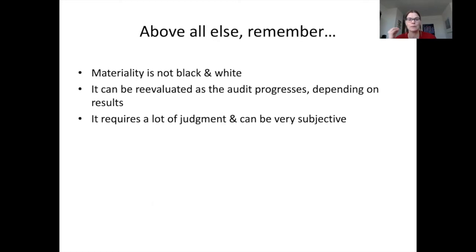So just remember, materiality is not black and white. It seems black and white at first because they're these set quantitative thresholds, but overall, things still require a lot of judgment, and so there are still shades of gray here.